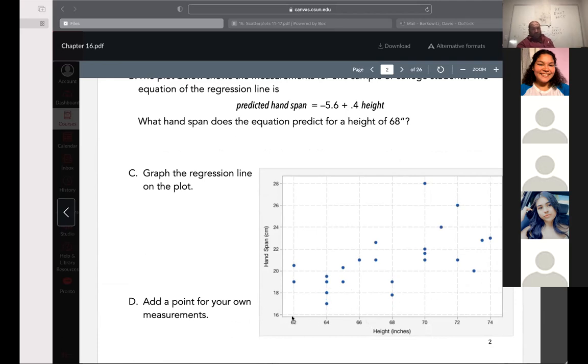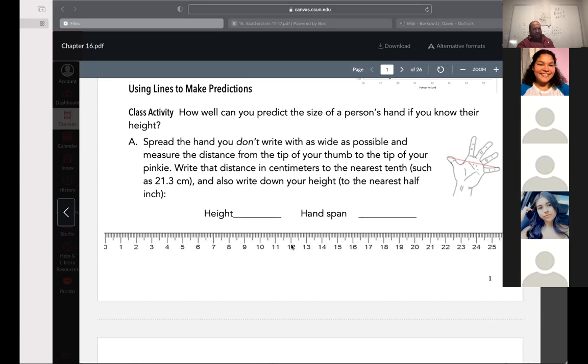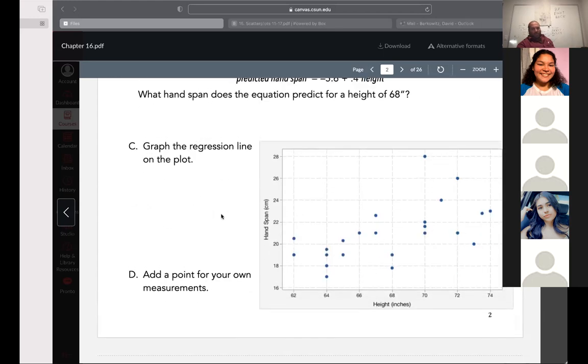Although interestingly enough, they did height on the x-axis and hand span on the y-axis, which is very strange because the question was, how well can you predict the size of a person's hand if you know their height? Oh, wait, no, that's what we want to do. Yes, I'm sorry, my bad. How well can you predict hand span if you know their height? In other words, if I'm given this, how well can I predict this?